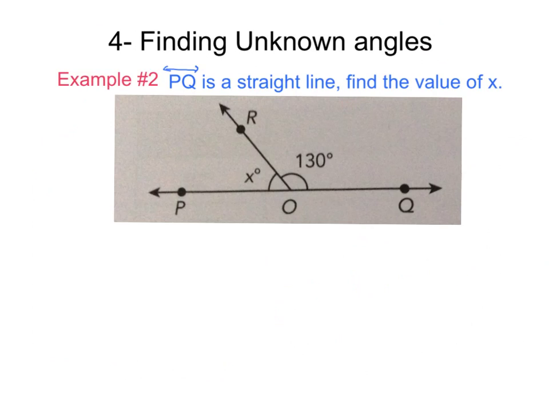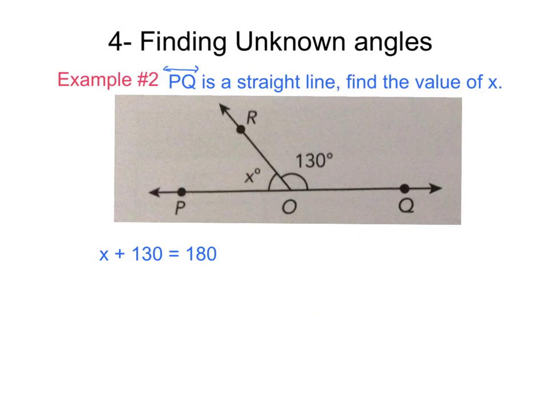Finally, our last example for today, we're trying to find the unknown angle of a supplementary example. So if we know that PQ is a straight line, find the value of X. Well, since PQ is a straight line, we know that both 130 and X should come to a sum of 180 degrees. So this is what our equation will look like.